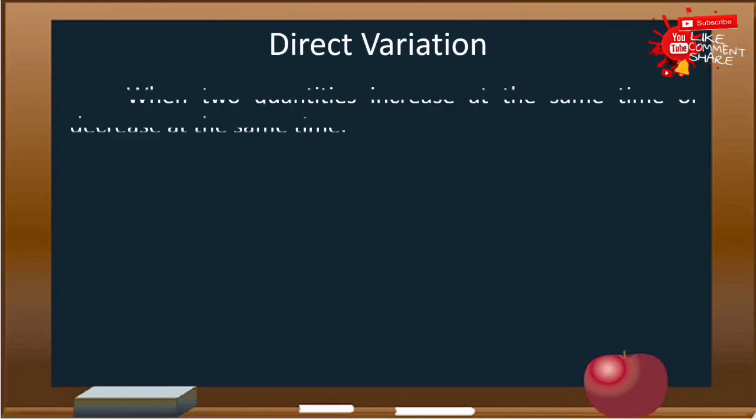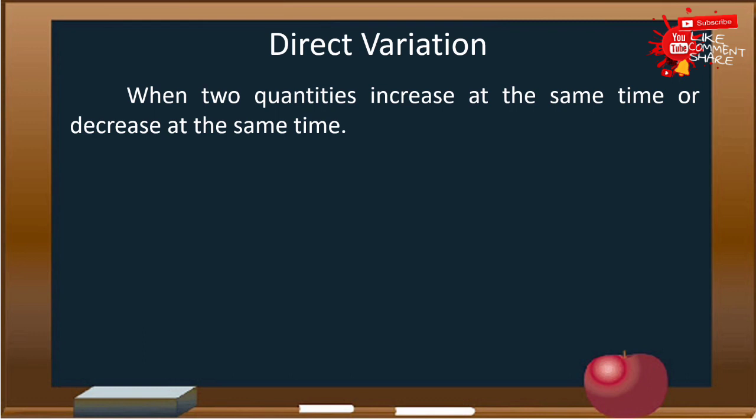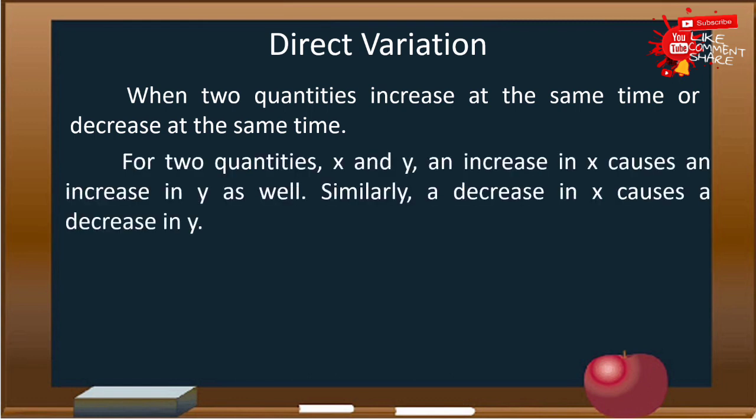Direct variation. When two quantities increase at the same time or decrease at the same time. For two quantities, x and y, an increase in x causes an increase in y as well. Similarly, a decrease in x causes a decrease in y. Ibig sabihin nun, kapag ang value ng x ay tumataas, ang value din ng y ay tataas din. Kung ang value ng x ay pababa, ang value ng y ay pababa din.